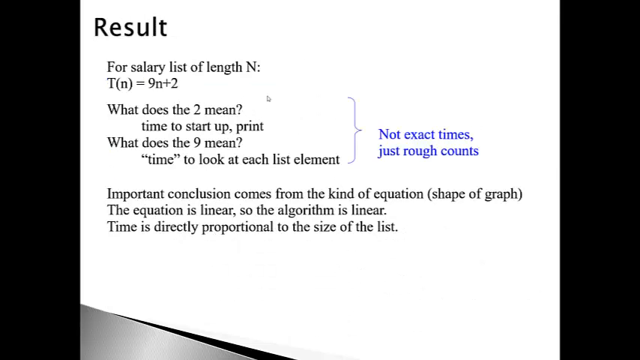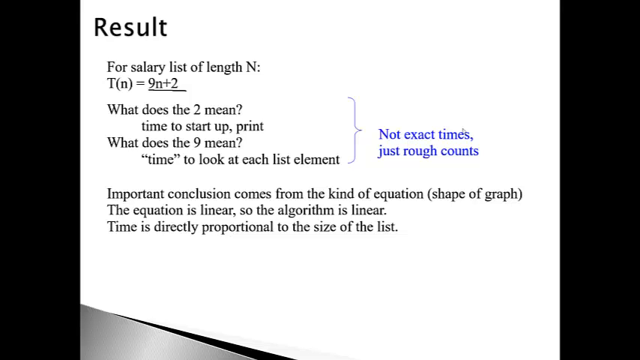So for a salary list of length n, I'm using capital N here, I guess for consistency I should have used a small n, but for a salary list of length n, we have an operation time, or a running time, computational complexity time, of 9n plus 2. So the 2 is the time to start up and print, the 9 is the time to look at each list element. So you'll note that these are not exact times. We're not actually timing anything here, we're just making a rough estimate, a rough count.